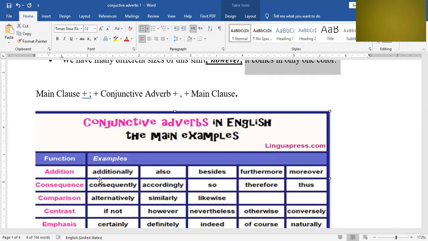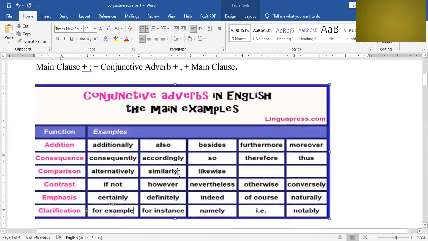Let's see here the conjunctive adverbs which are useful in adding information. You see here the function, function addition. What adverbs do we use to add information? We use additionally, also, besides, not beside, besides, furthermore, and moreover. We will see them in examples in detail to clarify their use and meaning.